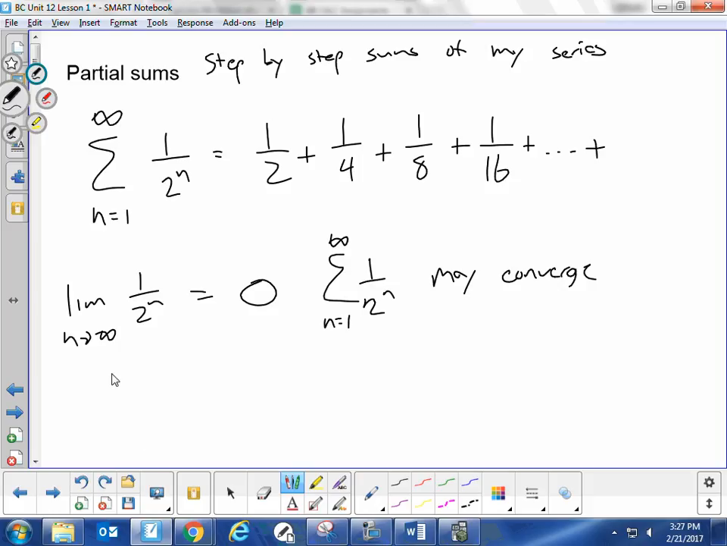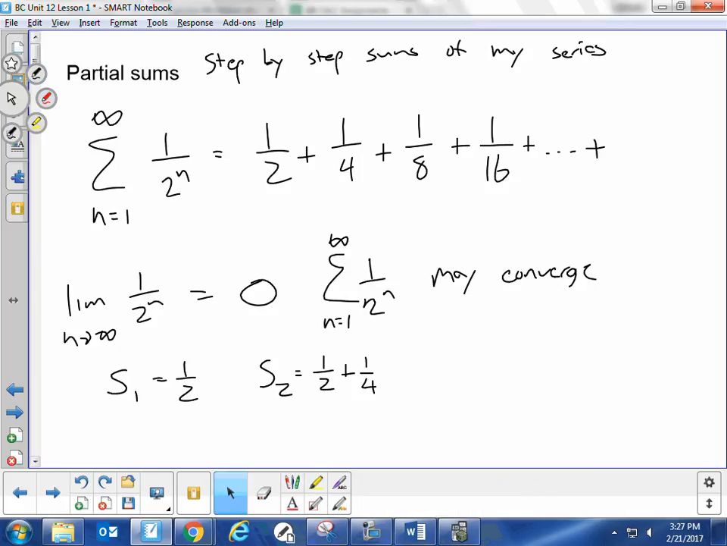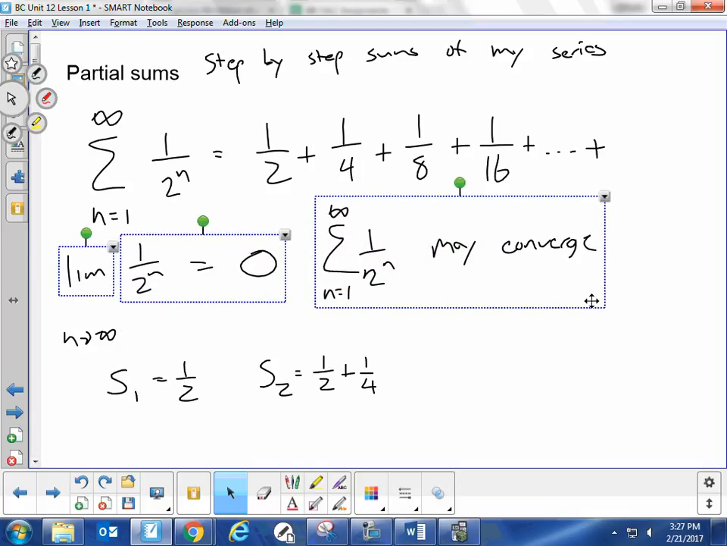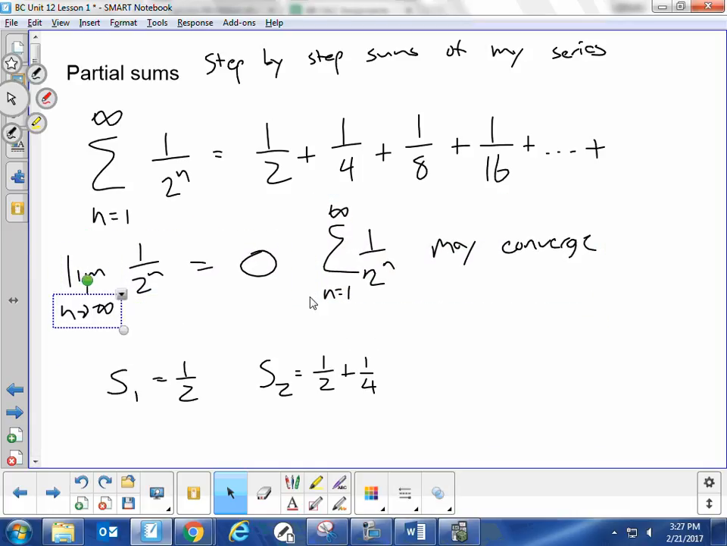Well, I can start listing off what these partial sums are going to be. I denote them as S sub whatever our n value is, which means the first partial sum, what is the sum of just my first term? I end up with 1/2. S sub 2 would be my second partial sum, which would be just the sum of my first two terms. Now that is 2/4 plus 1/4, which is 3/4.